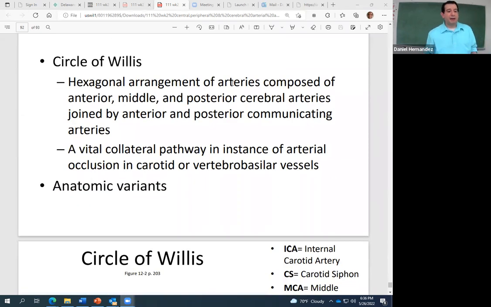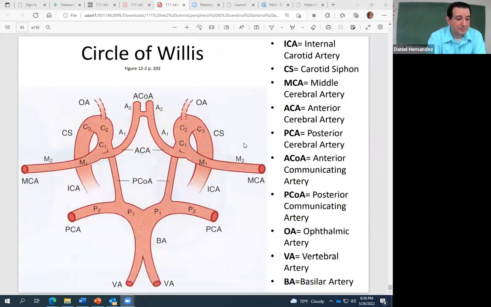A vital collateral pathway. So this serves as a vital collateral pathway in instances of arterial occlusion and carotid or vertebral basilar disease. There are anatomical variants that do exist, but this is your normal anatomical appearance of the circle of Willis. So this is that hexagonal arrangement of these vessels. You kind of have to look at this like a bird's eye view. So I'm a bird flying over a patient, looking down at the patient's skull, the top of the head, and I'm looking down at the circle of Willis.